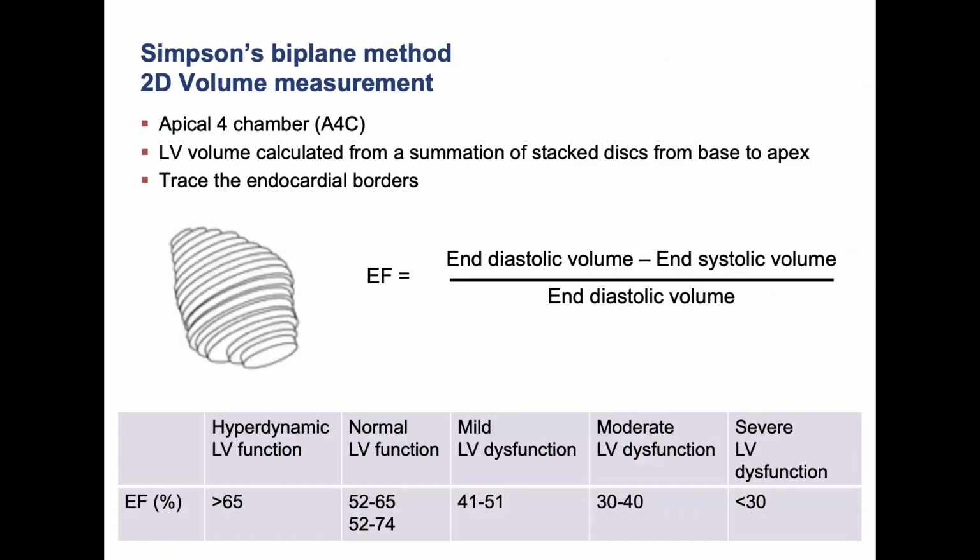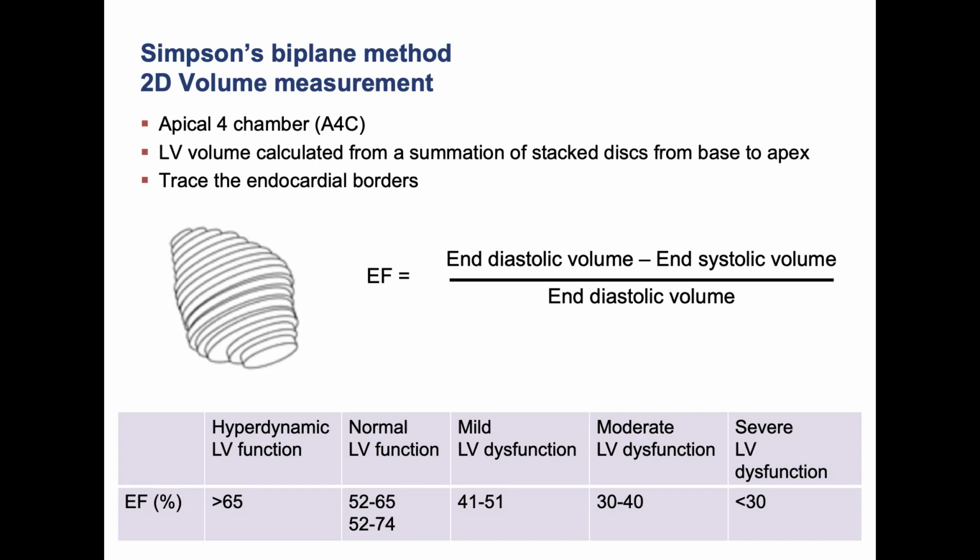Now we're going to go on to just review Simpson's biplane method. This is a 2D volume measurement. I don't recommend we do this in POCUS, but I find that most of you are very interested in knowing at least how to calculate it in case you go on to do a cardiac fellowship. So this is done in the apical 4 chamber. When they actually do a formal one, they do the apical 4 chamber and the apical 2 chamber, and they average those.